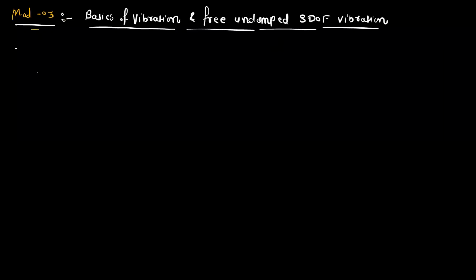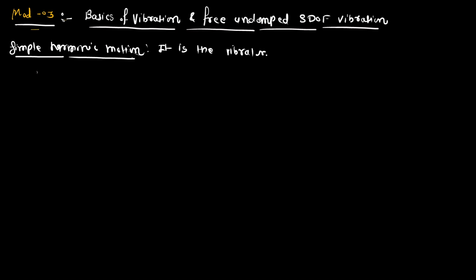So the first concept that we were discussing in the last lecture was simple harmonic motion. What is the meaning of simple harmonic motion? It is the vibratory motion, or oscillatory motion, with constant amplitude. Such type of motion is called simple harmonic motion.